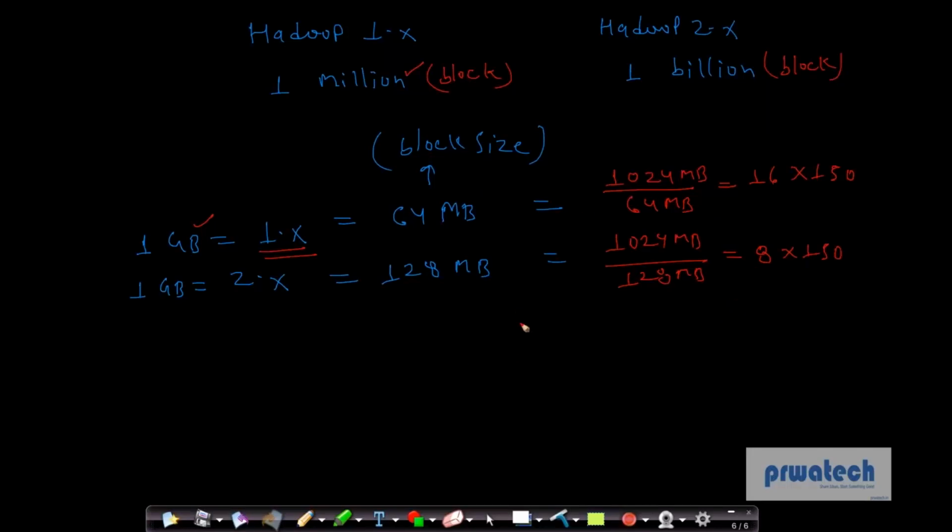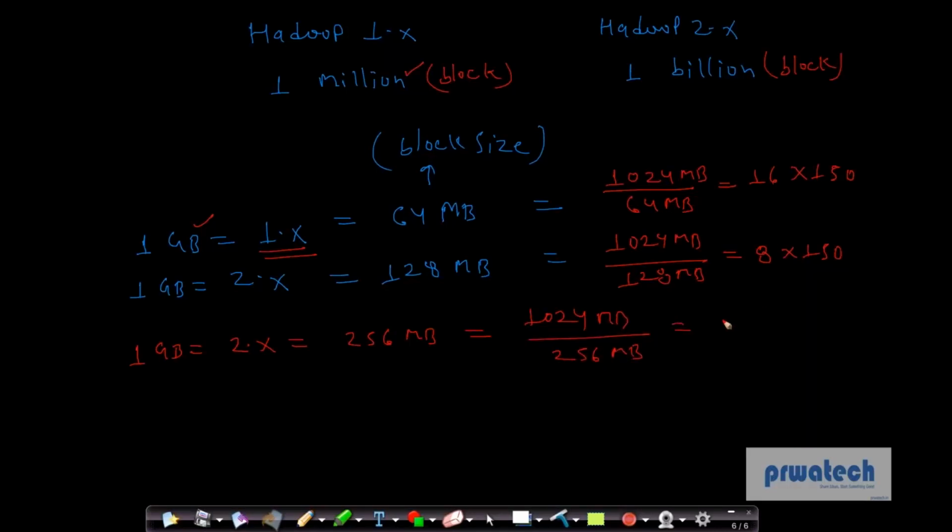Now you can say, okay, if increasing block size is decreasing metadata, can I increase this to a bigger number? Since it is configurable, I'll take a custom block size. So in Hadoop 2.x I'm working and I have configured my block size as 256 MB, which is 1024 MB divided by 256 MB.